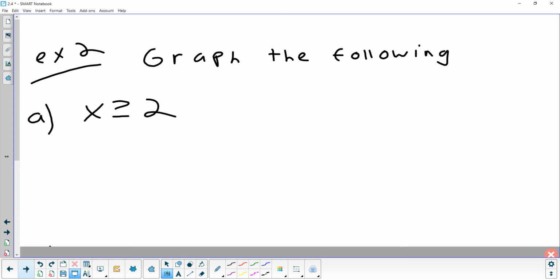Now, let's do it a third way. So we can write something as an interval. We can write something as an inequality. We can also do a visual. Okay, we can graph it. How would I graph x is greater than or equal to 2?